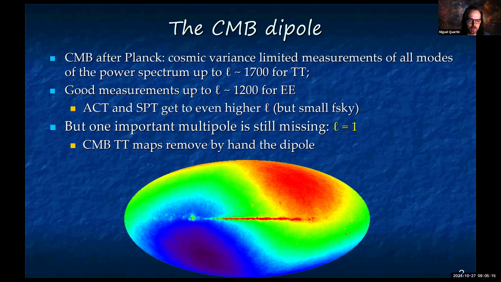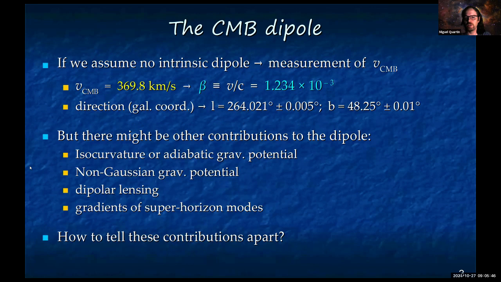But there's one multipole which is still missing from our book of multipoles measured, which is the first one, which, if you neglect the monopole, is the dipole, L equal one. And of course, all the temperature maps that you usually see of the CMB have the dipole removed. Otherwise, you would see this figure, not those nice patterns of cold and hot spots.